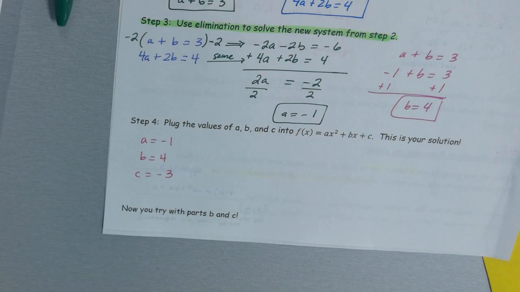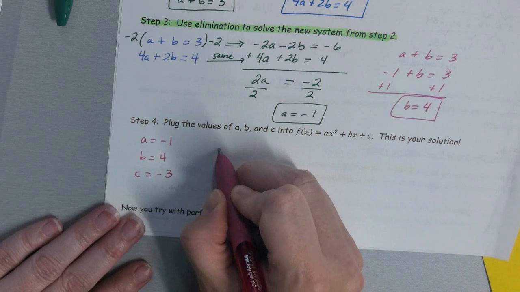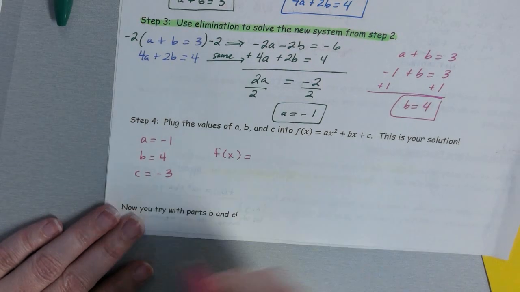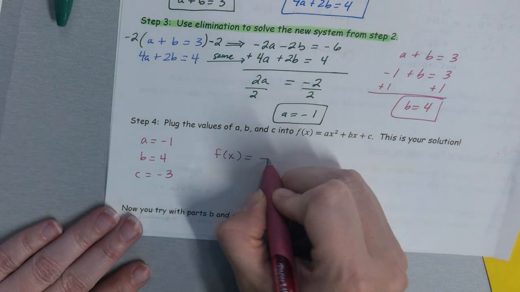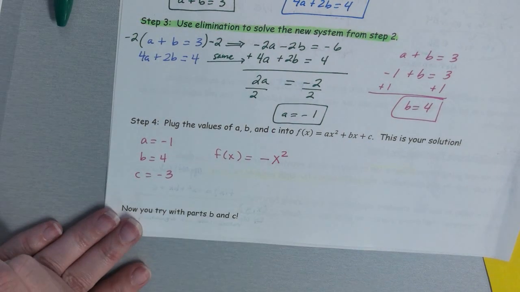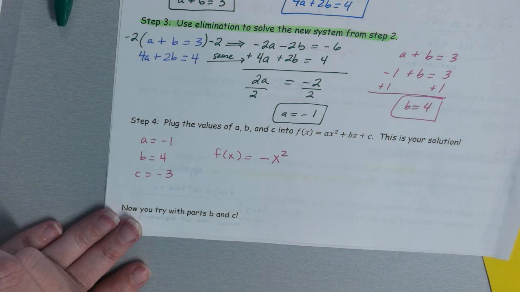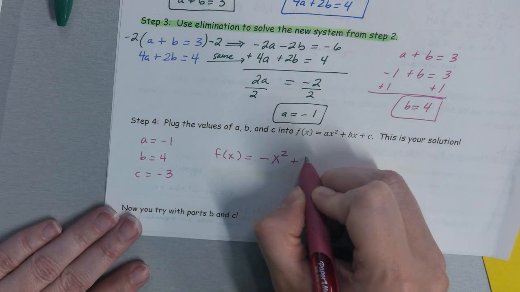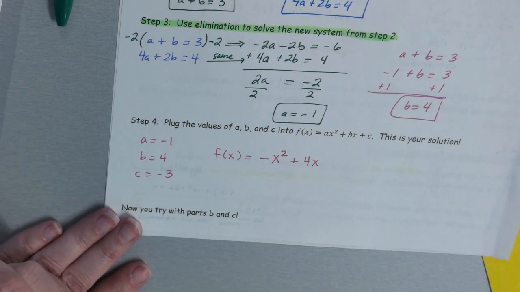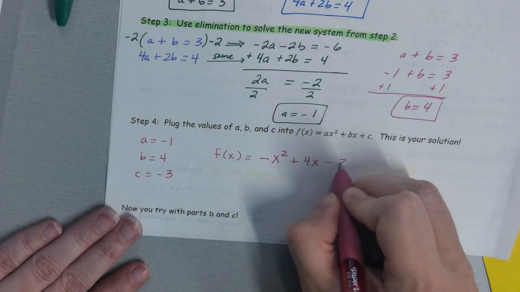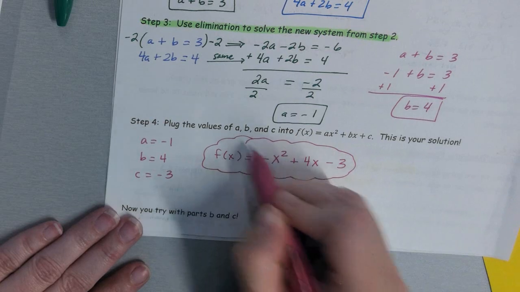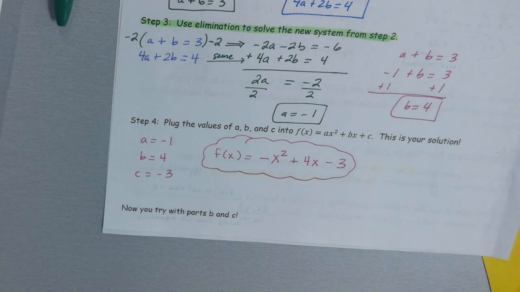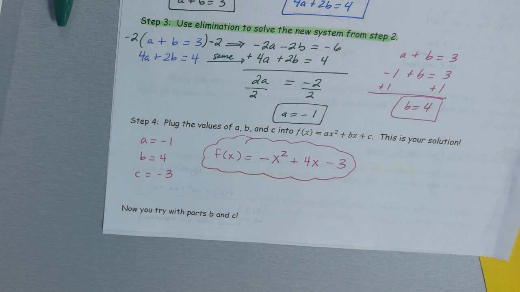And now your final step is just writing out your function. So your final answer is f of x equals, and then what you're going to do is plug in the a, b, and c. So -1, we can just leave that as -x, so -x squared. It's a +4, so +4x, and then -3, and that's your final solution. So you just created a quadratic equation from those 3 points.